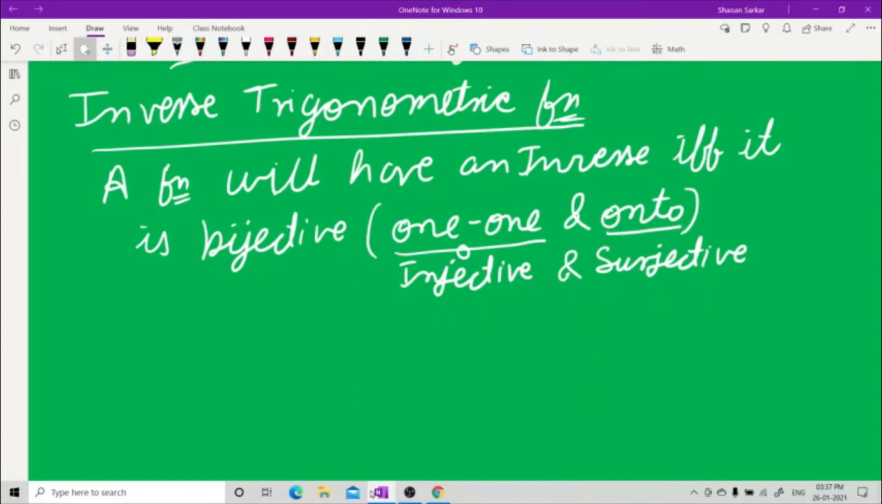This is the point. Now, see, you basically know sine 0 is 0. Sine pi is also 0. For different values of x, you are getting the same value of y. So this is not 1-1.